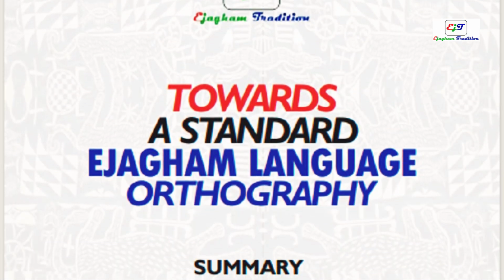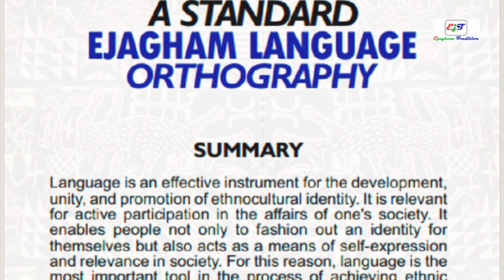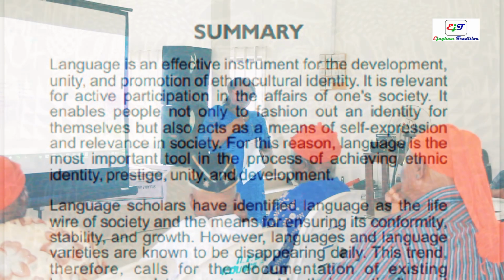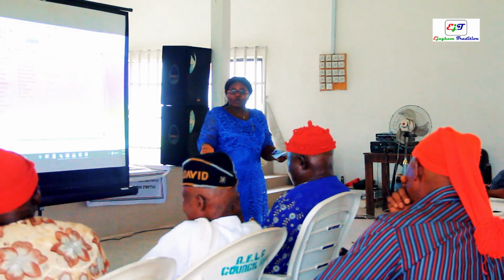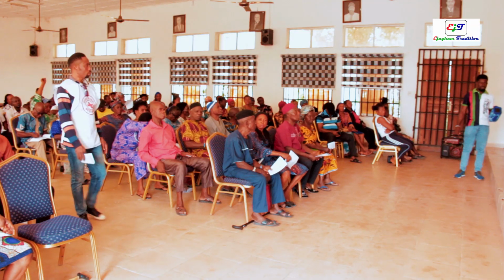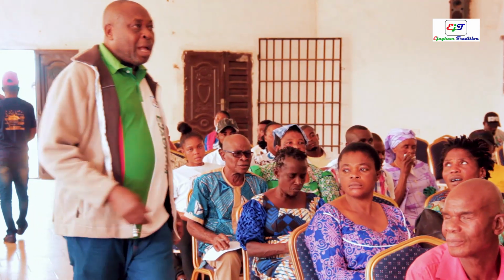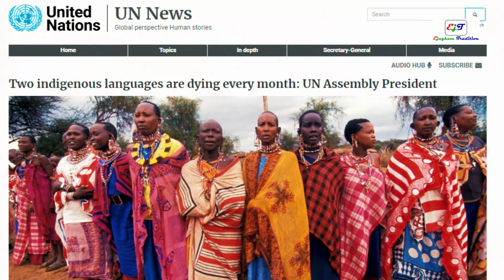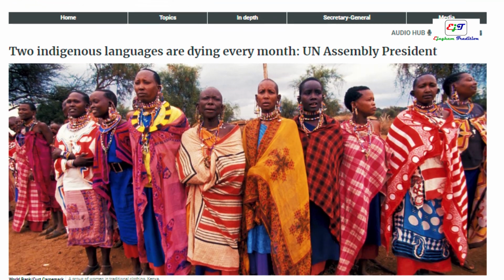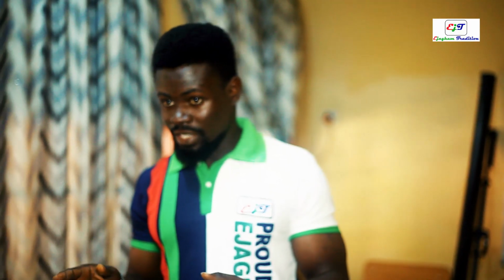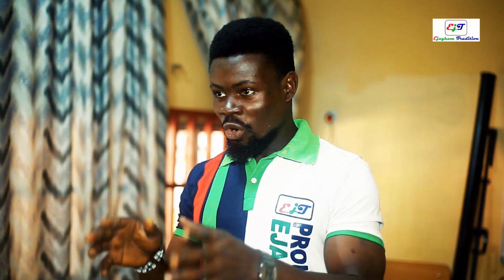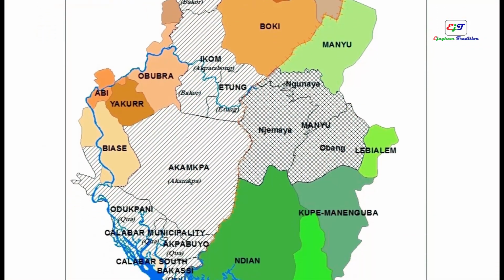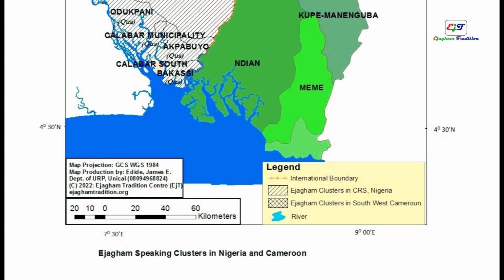As the technical team noted in their project brief that was distributed to all Ejagham traditional councils and associations, language remains a life wire of society and a means for ensuring its conformity, stability, and growth. Nevertheless, as it was stressed in the first part of this documentary, language and language varieties are known to be disappearing daily, a trend that therefore calls for the documentation of existing languages and tongues to enable their continuity and relevance in their individual societies. The Ejagham clusters of languages is not an exception to this trend.